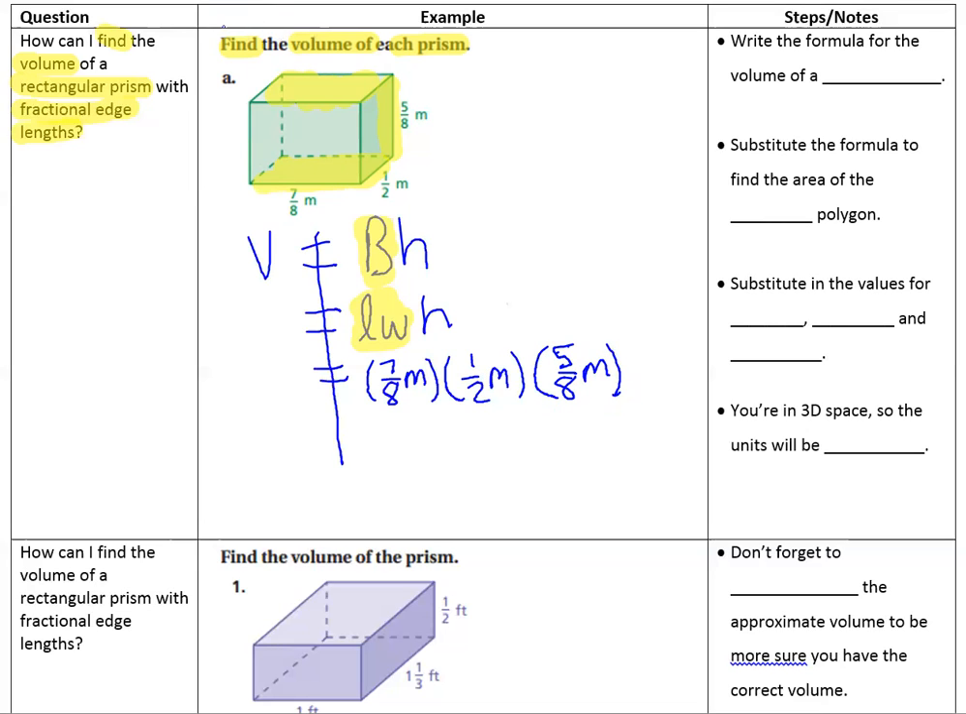Okay, so now we have this big, huge, long fraction multiplication thing going on. So I'm going to do this in two ways. The first way is the advanced way. Well, actually, never mind, we can't do that. So we'll do it just the regular way. 7/8 times 1/2 times 5/8. How do I multiply fractions? I multiply numerator times numerator. 7 times 1 is 7, times 5 is 35. 8 times 2 is 16, times 8.